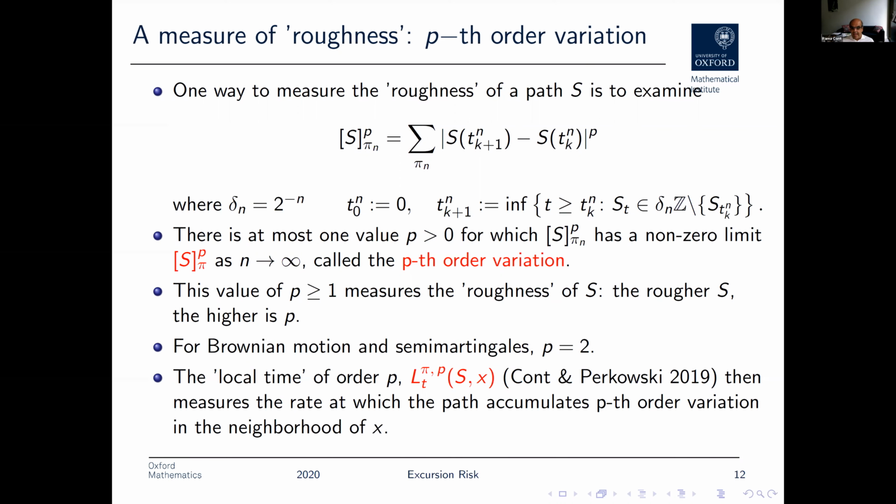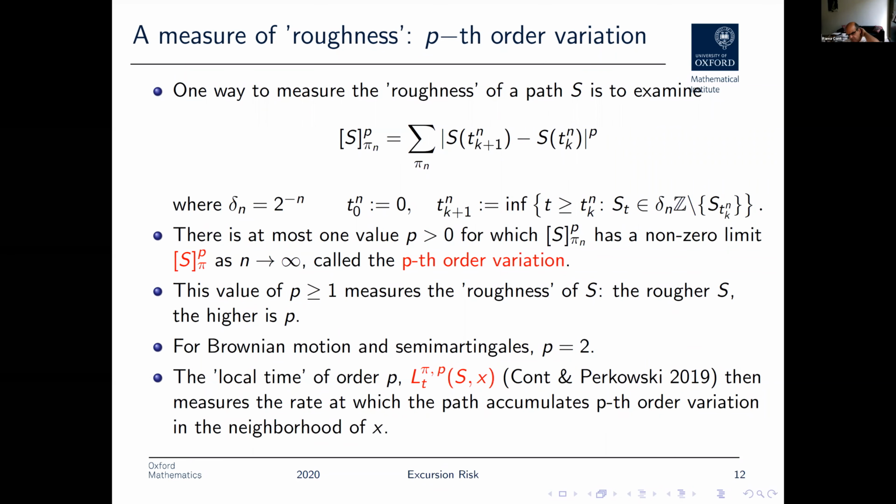Okay. And we're going to define a notion, a concept called local time of order p, which will try to quantify the irregularity of such a rough function near a level x.